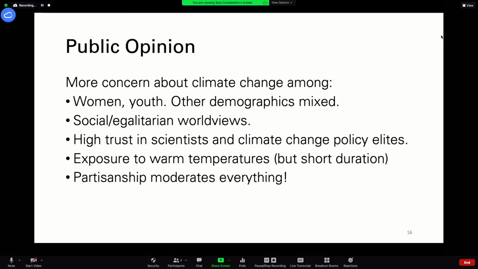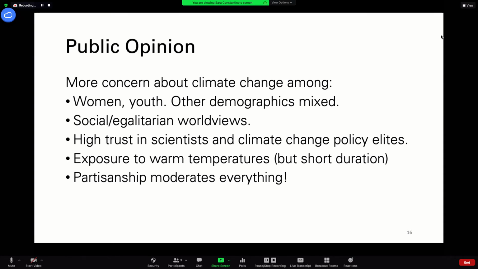Okay. So in general, we see more concern about climate change among women and among young populations. For other demographics, the results are mixed. There's some interesting work on religion, for example, and climate change concern, but those vary a bit from study to study. People that have egalitarian worldviews tend to be more concerned about climate change, as are individuals who have higher trust in scientists and climate change policy elites.